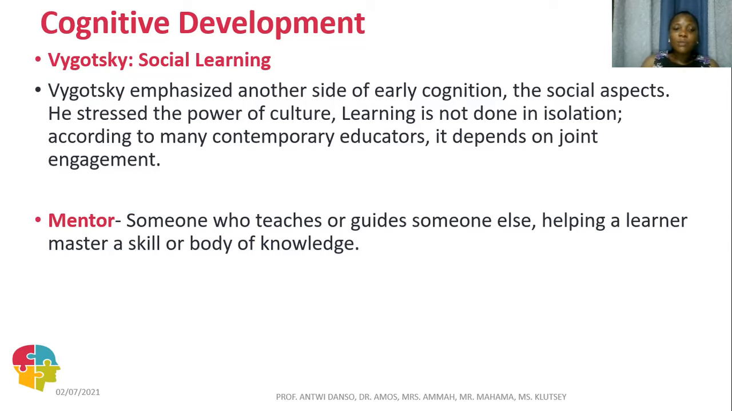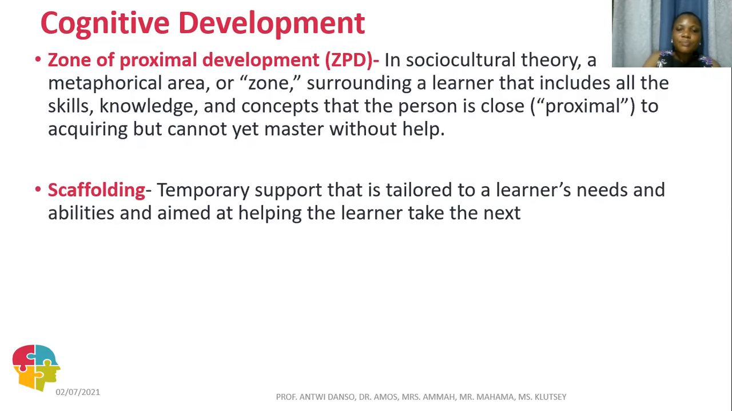So he talked about what? A mentor. That is somebody who can teach or guide the child to learn, to master a skill, or to become knowledgeable. So children mirror their parents. They mimic what other people do. So if in the evening they see their mother brushing her teeth, quickly they also take their toothbrush and then they begin to brush. So the person they are emulating now becomes what? The mentor.